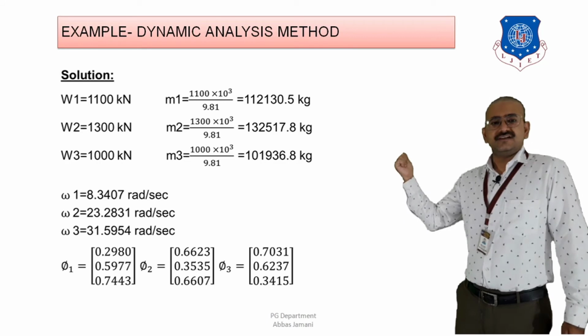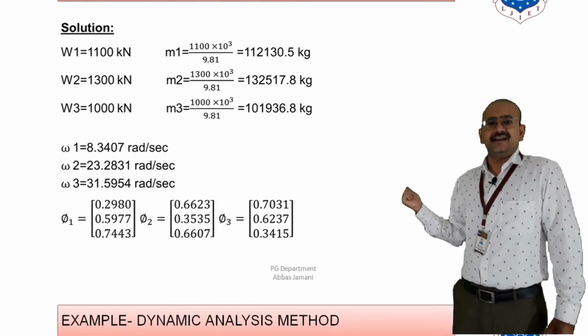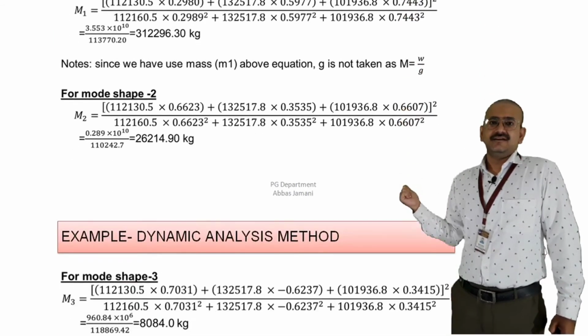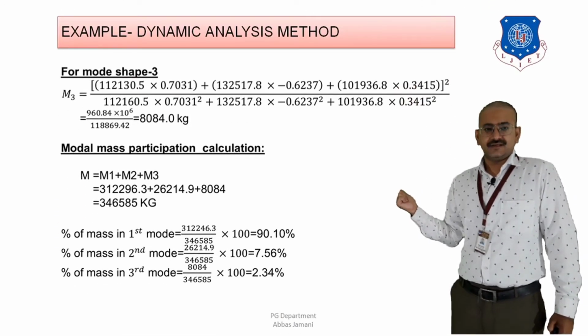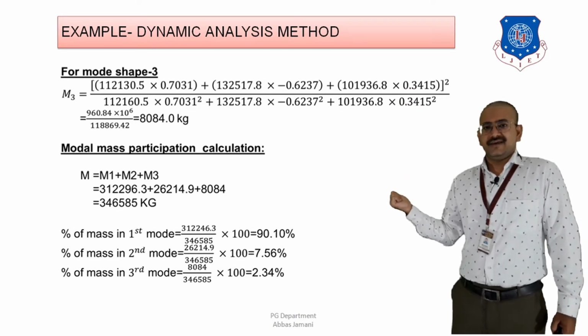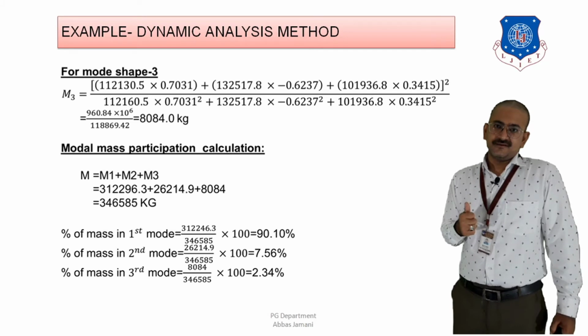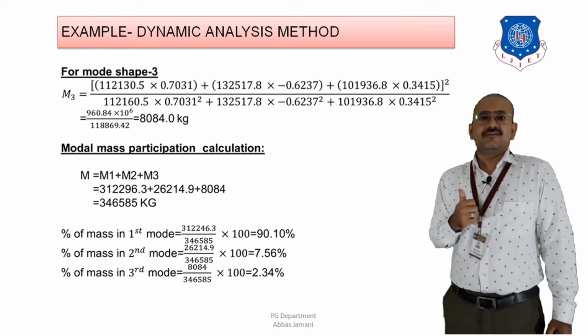So if I do the summation of all these three values, then this value should match with the final value of M that we have calculated by calculating the modal mass M1, M2 and M3. Right? And if you cross check, then you will see that the values will match exactly with each other.